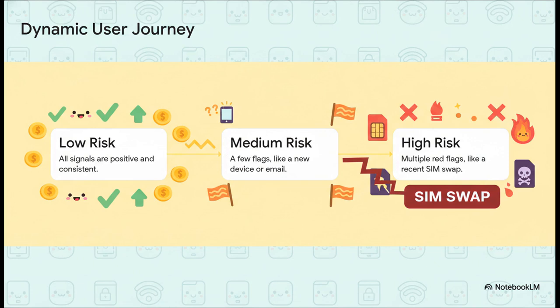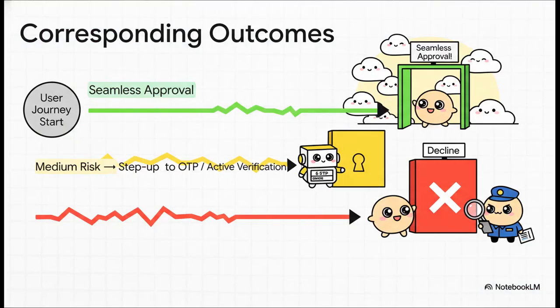So in the real world, this basically creates 3 different paths a user can go down. You have the low-risk path, where all the signals look great. Then there's medium risk, maybe there are a few minor flags, like they're using a new device. And then you have high risk, where multiple serious red flags are popping up, like a recent SIM swap combined with a burner phone.